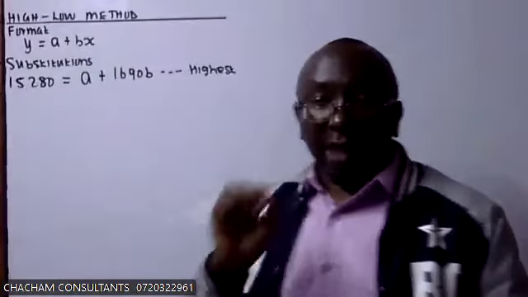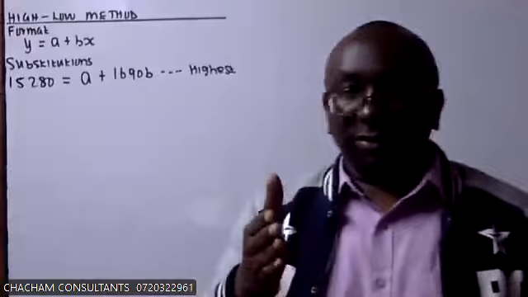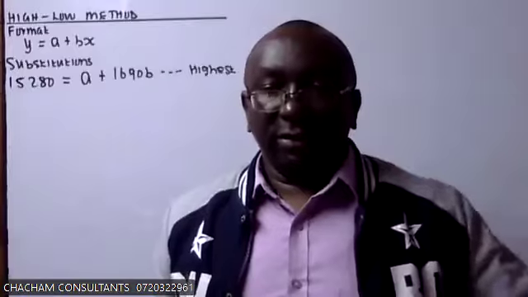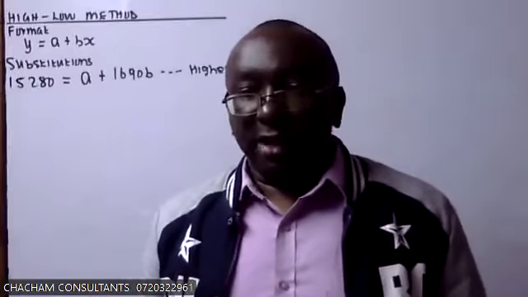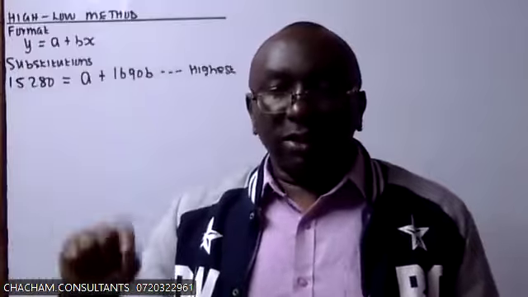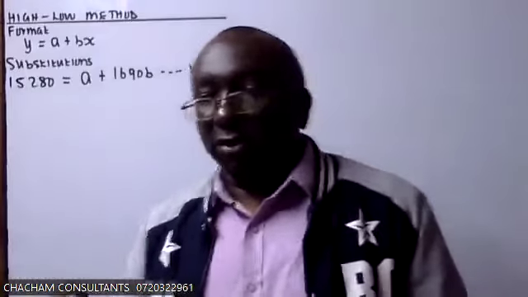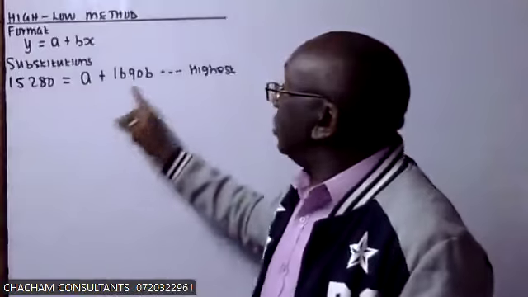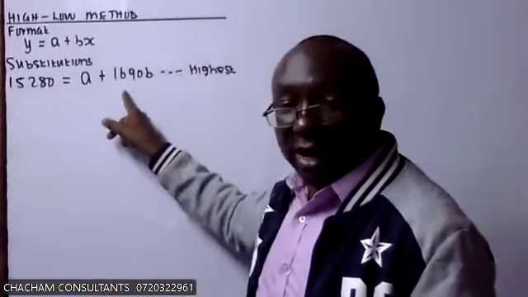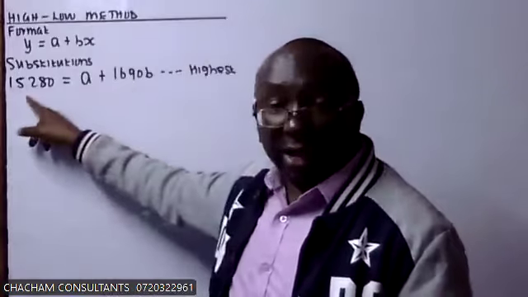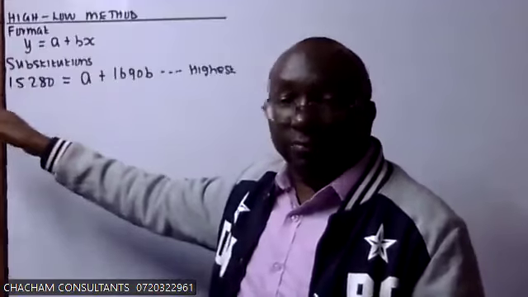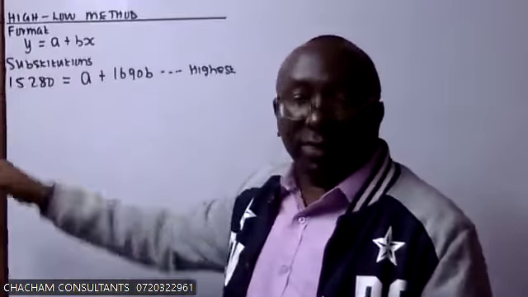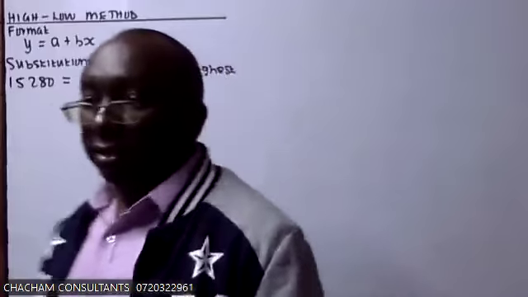And I told you that this 15,280 can happen to be the highest among the costs, but it need not be the highest. And if it was not, we would still have taken it, because in the costs we do not select. We already select in the units. Once we know the highest number of units, we take its cost, whether it is the highest or not. Once we take the lowest units, we take its cost, whether it is the lowest or not. So it's good to take note of that.